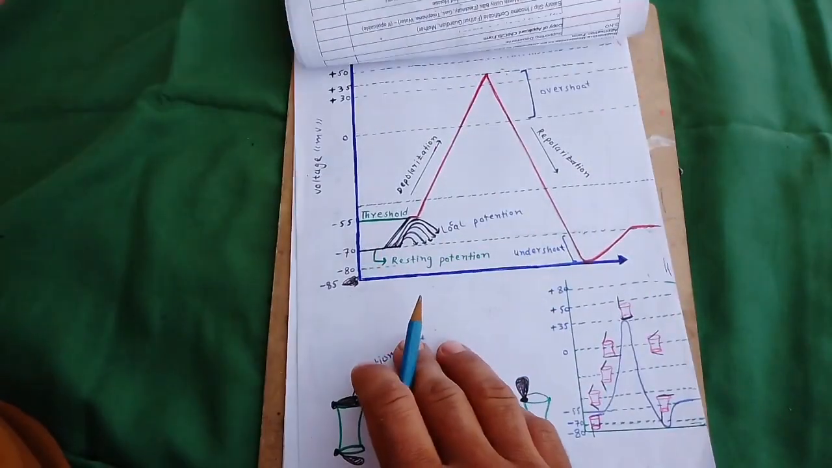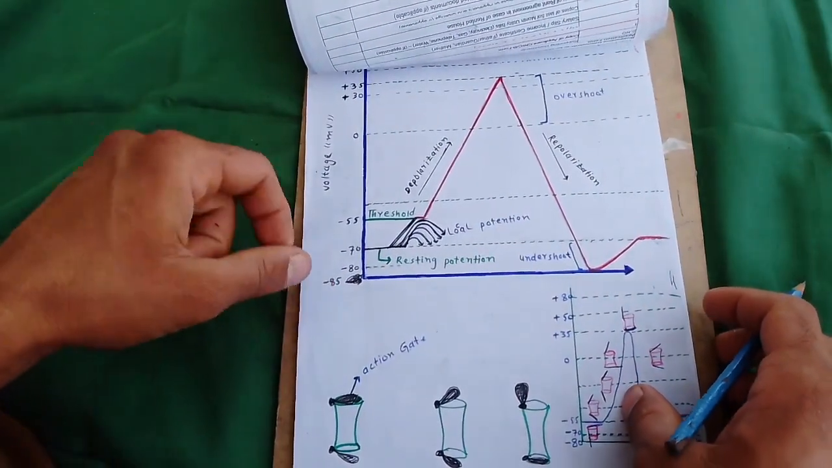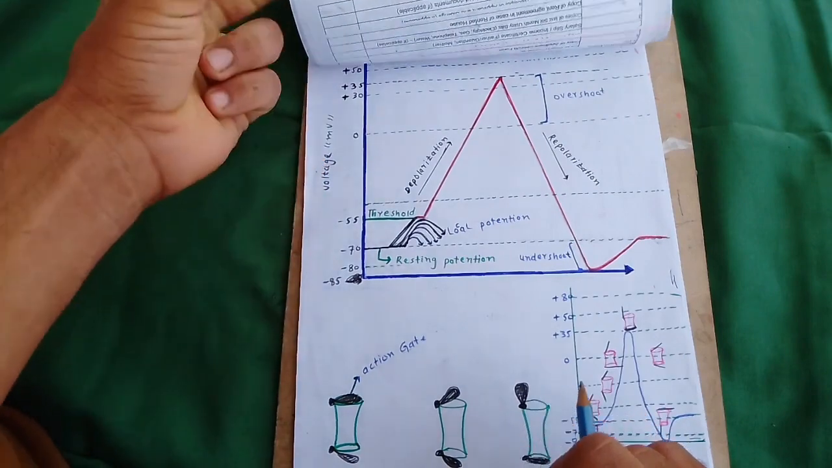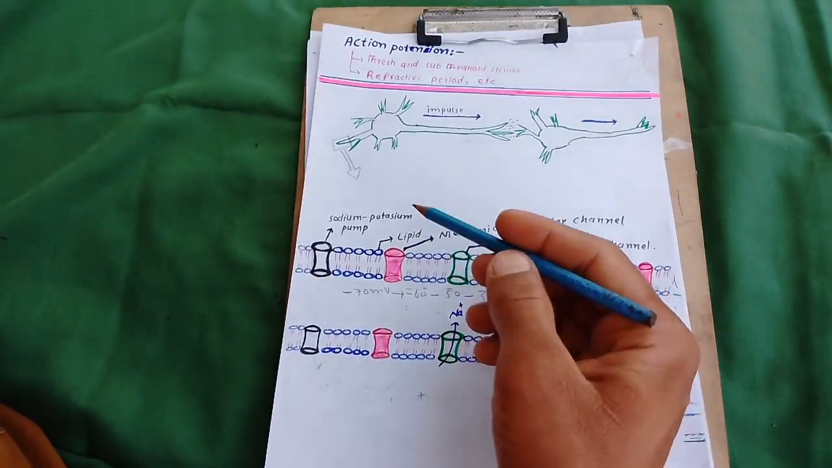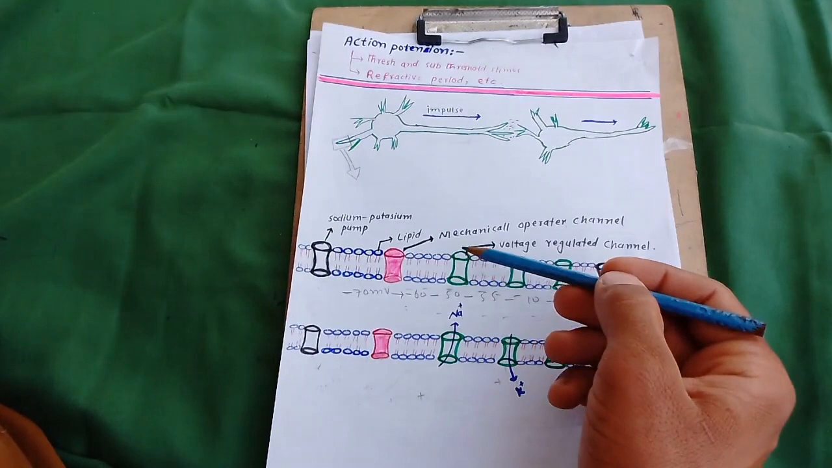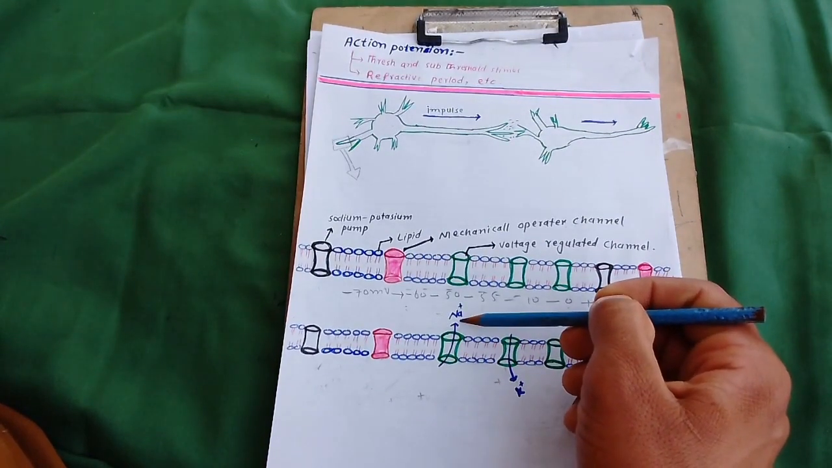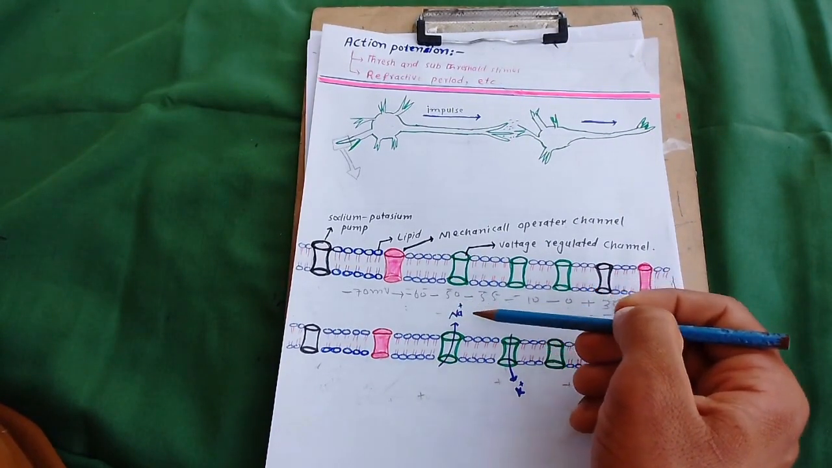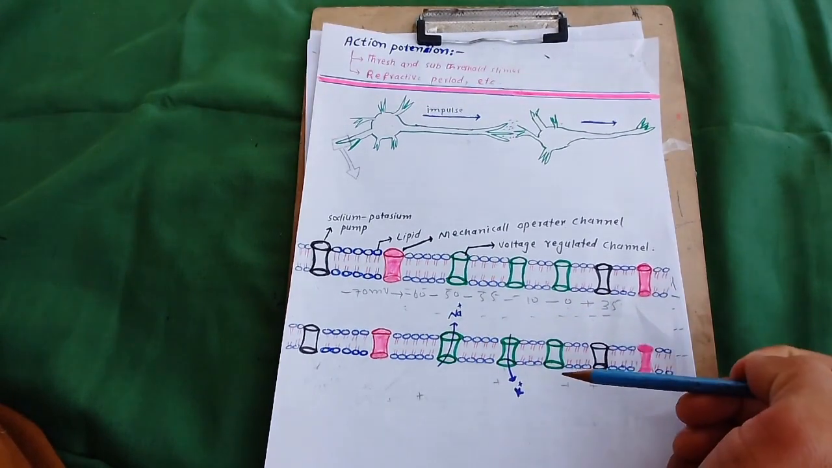Here is a graphical representation. When we give a threshold stimulus, sodium starts to go inward. Why? A question arises: why does sodium go inward and potassium go outward?